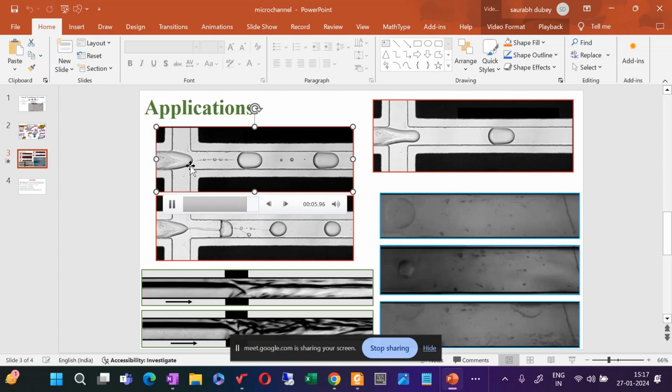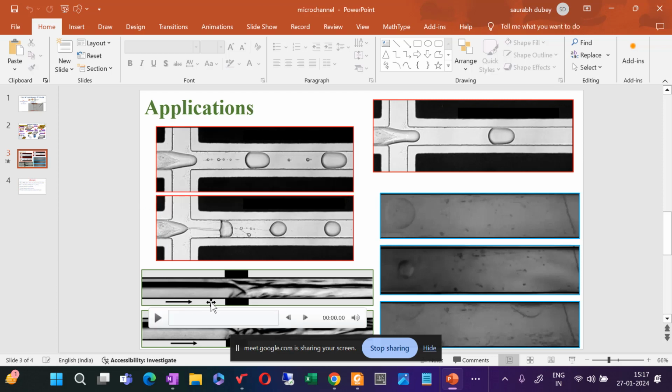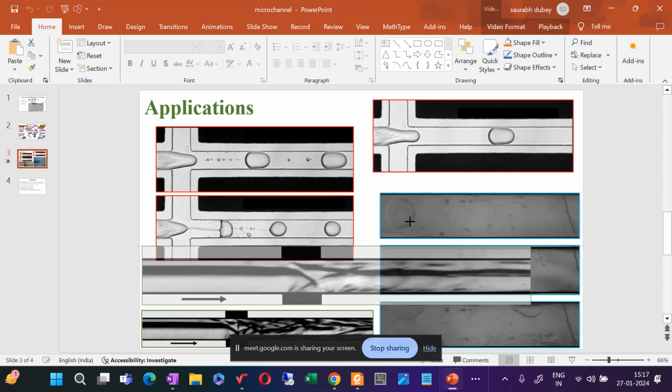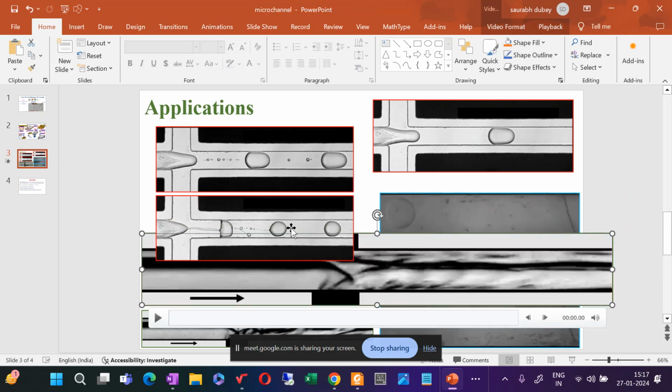Okay, this can be reversed also, but in the case of oil and water, they are anyway not miscible with each other. So they are anyway immiscible inside the channel also. But the problem is, you see the last one, this particular thing, here the black line is there and this white line is there. This is the situation.